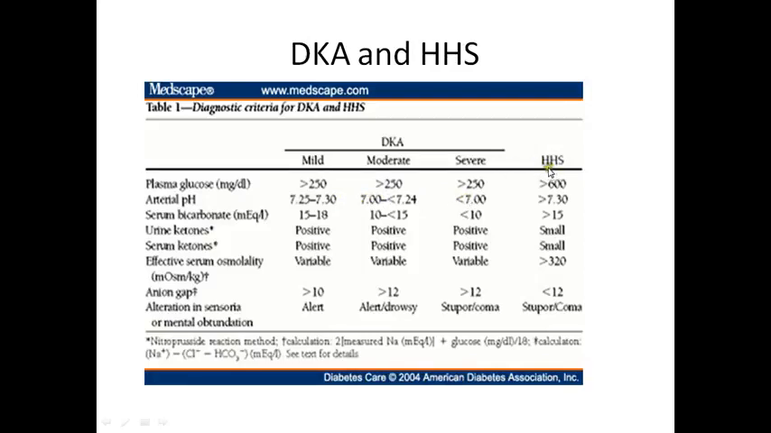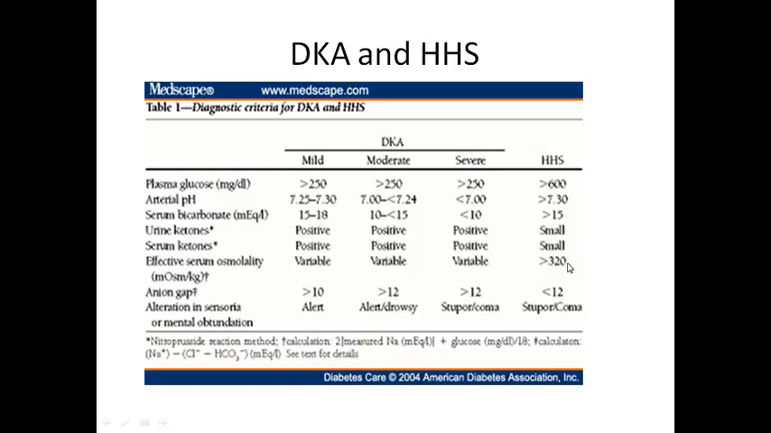In HHS, this is a hyperglycemic, hyperosmolar state, as the name says, so the glucose levels are more than 600. pH is more than 7.3, that is, it is normal, and bicarbs are normal. Ketones are not usually raised. They are low in urine and serum. And as I said, it is hyperglycemic, hyperosmolar, so the osmolality over here will be more than 320.